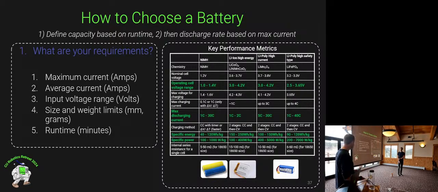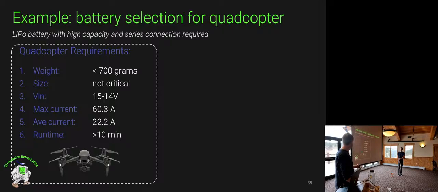And we'll go through a real example right here. Imagine you have a quadcopter with this much weight, it needs this kind of voltage, has a max current, an average current, and a run time it has to be able to sustain for a certain period.